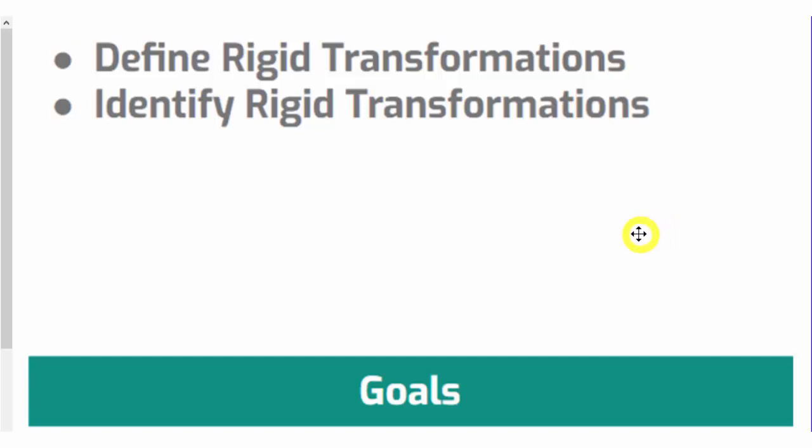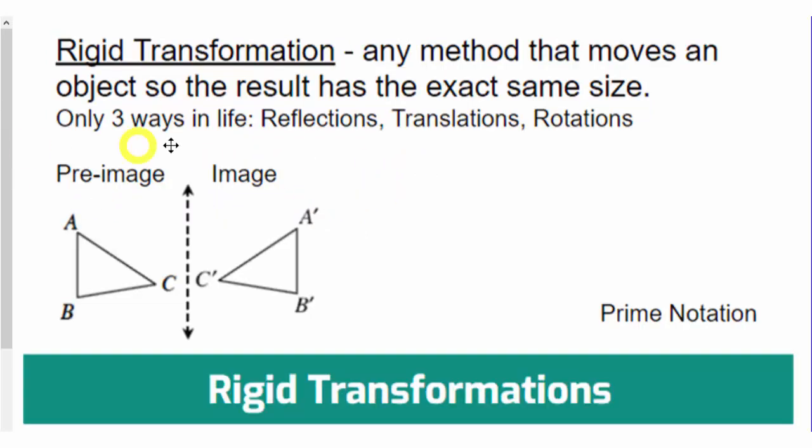Today's goal is to define rigid transformations and then also be able to identify rigid transformations. So let's start with some vocabulary. A rigid transformation is any method that moves an object so that the result has the exact same shape and exact same size. If we break this vocabulary term down into its two parts, rigid means firm, and transform means to change.